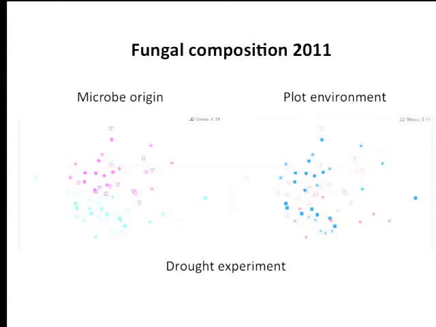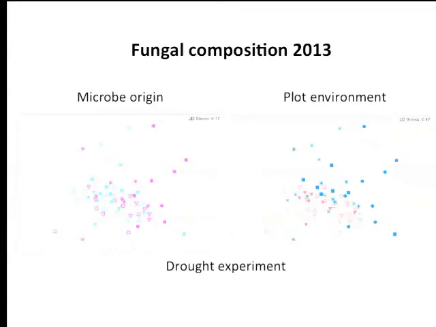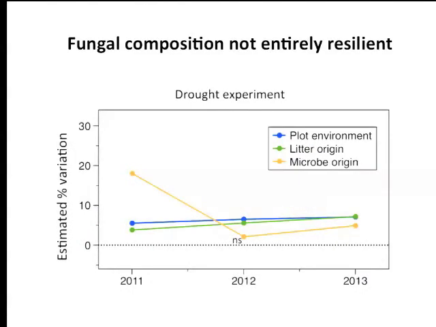Okay, so now let's jump ahead 2 years later, and we see a different trend here, where it's harder to find a microbial origin effect, and it's a little easier to find a plot effect. Now to look at these different effects, I'm going to plot again the estimated variation for each of these 3 different factors over time. Okay, so that looks something like this.